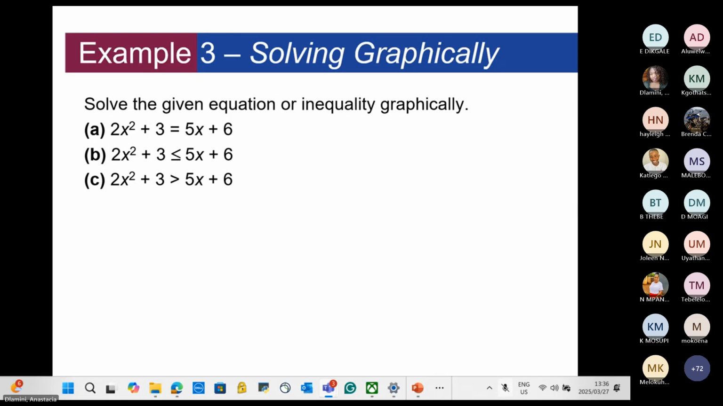First step we are going 2x squared plus 3 minus 5x plus 6 equals to 0. Then you take 3 minus 6, because 6 is going to change the sign. Take the 5x to the other side and take the 6 also to the other side, so it will be 2x squared minus 5x minus 3 is equals to 0.